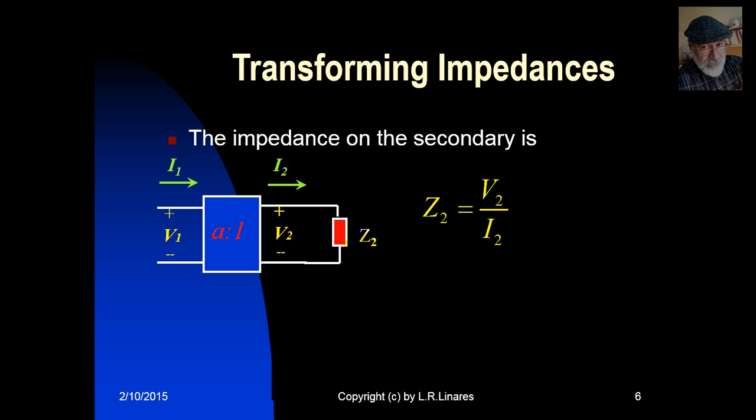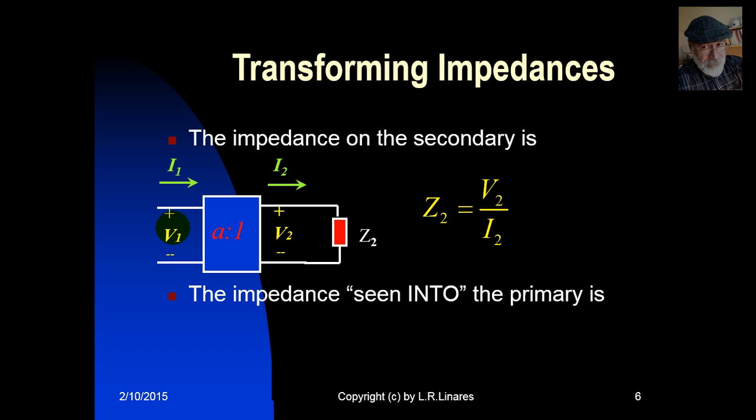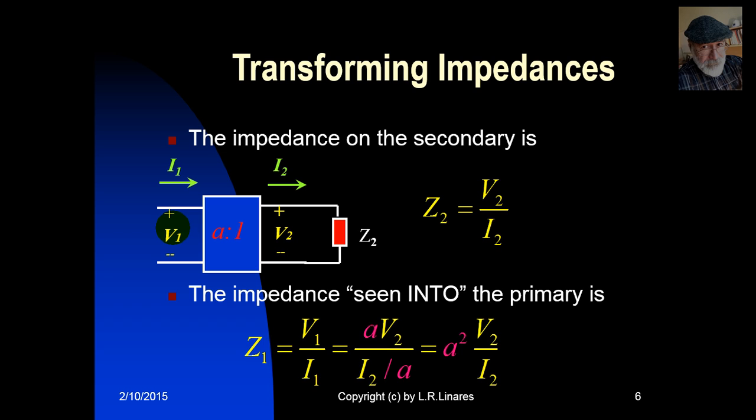But on the primary side of the transformer, all that the primary system sees are the voltage V1 and the current I1. So on the primary, the apparent impedance is Z1, which is V1 over I1. But V1 is A times V2, and I1 is I2 over A. So that means that the impedance that the primary system sees is A squared times the actual impedance connected to the secondary of the transformer. The transformer can be used to transform impedances as well. Going from the low voltage side to the high voltage side, we multiply the impedance by A squared.